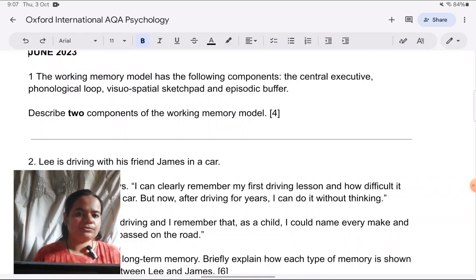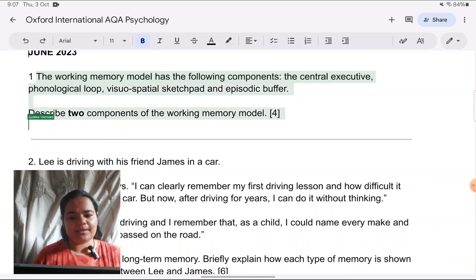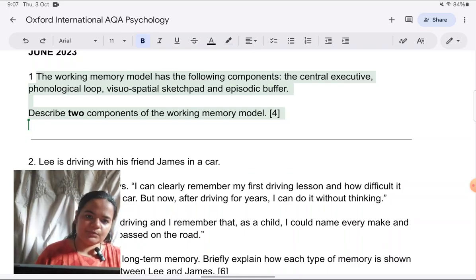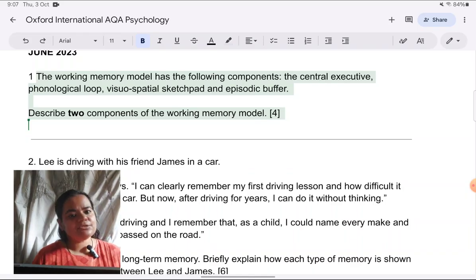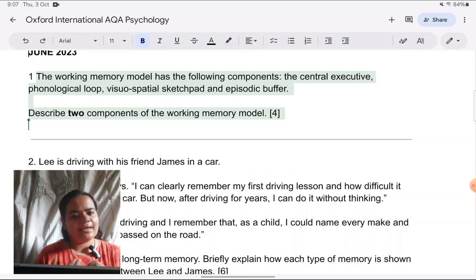So the first question for memory was, the working memory model has the following components: the central executive, phonological loop, visuospatial sketchpad, and episodic buffer. So they've named all the components for us. We have to describe 2 of these components. That's the question. This is strictly an AO1 question because there's no scenario to which we have to apply our knowledge, and they haven't asked us for an evaluation. So it doesn't meet AO3 as well.